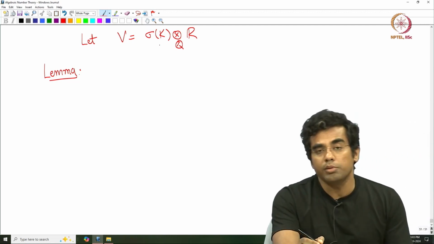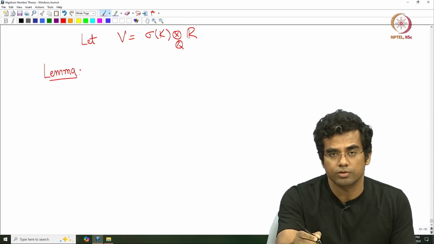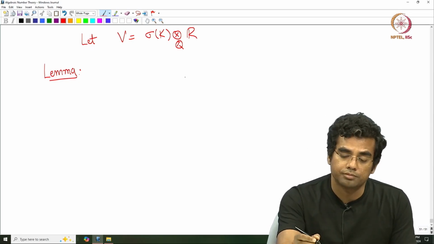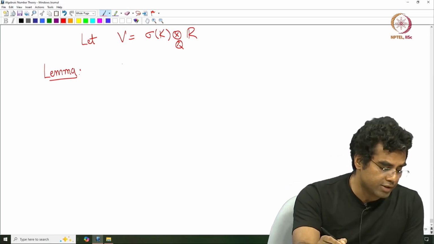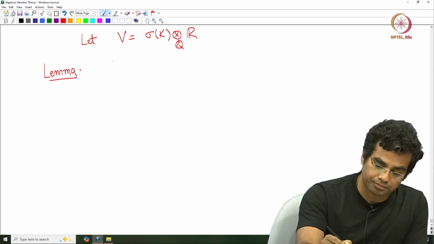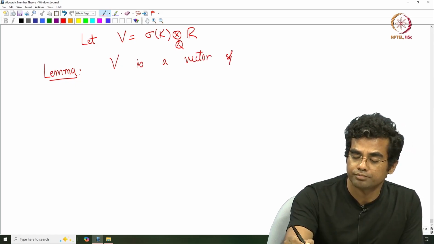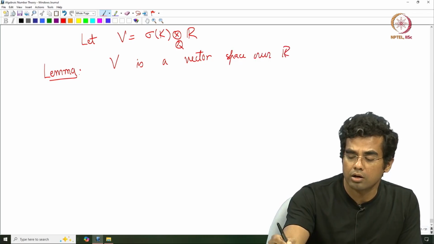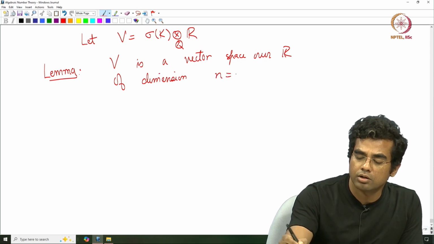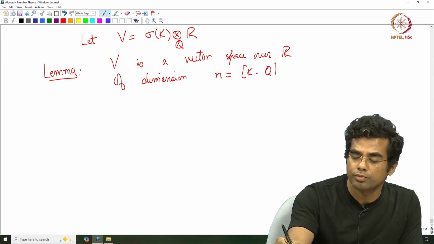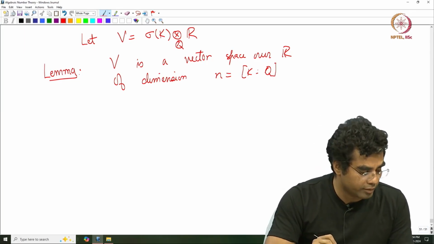So, this sigma of K is a vector space over Q, because K is a vector space over Q, right. And when I tensor it with R, you get a vector space over R, and first of all I want to know what its dimension is. Okay. So, V is a vector space over R of dimension n. Remember, n is the degree of K over Q. Okay. I have been using the same notation n throughout, and it is the degree of K over Q.